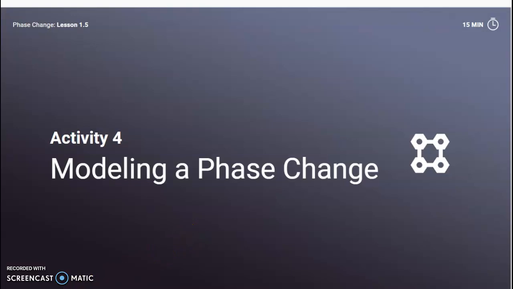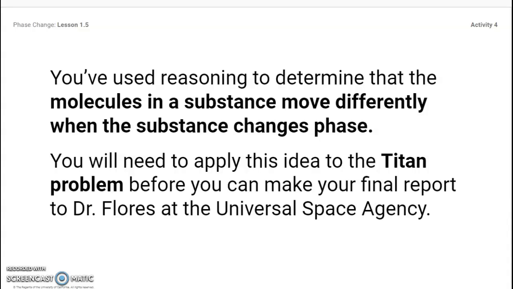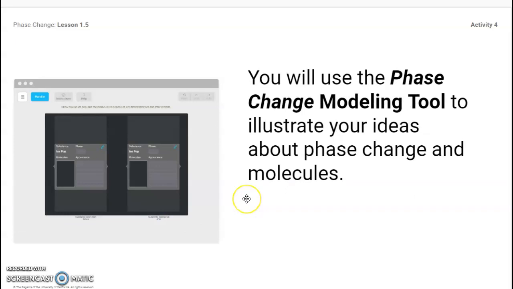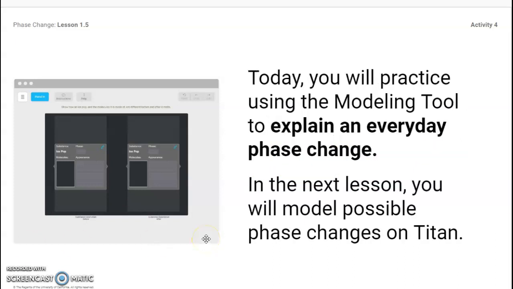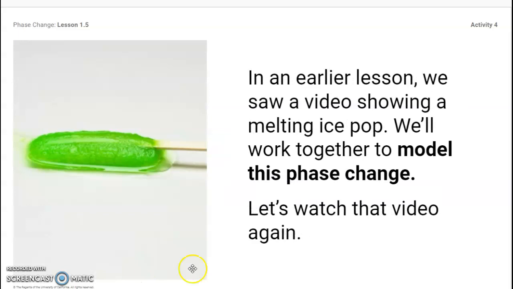Part 4, modeling a phase change. You've used reasoning to determine that molecules in a substance move differently when a substance changes phase. You need to apply this idea to Titan's problem before you can make your final argument for Dr. Flores at the Universal Space Agency. You're going to use the phase change modeling tool to illustrate your ideas about the phase change and molecules. Today you're going to practice using that tool to explain an everyday phase change. In the next lesson, you will model the possible phase change on Titan.